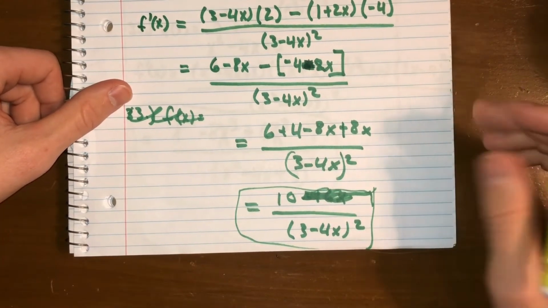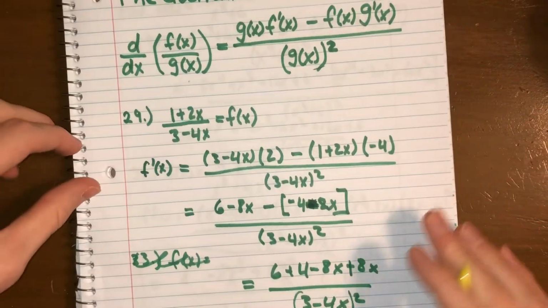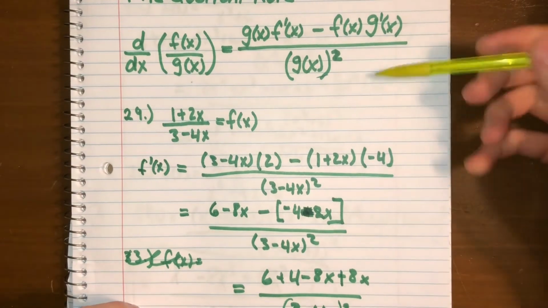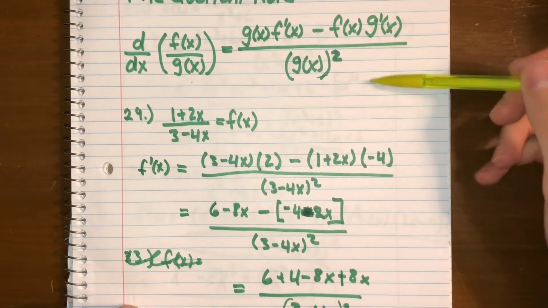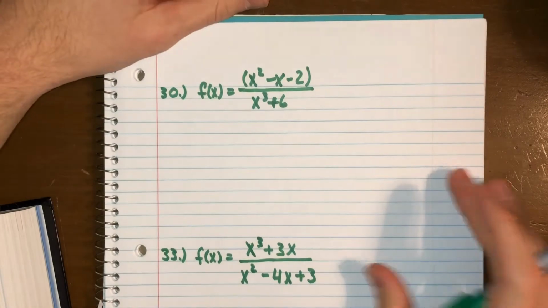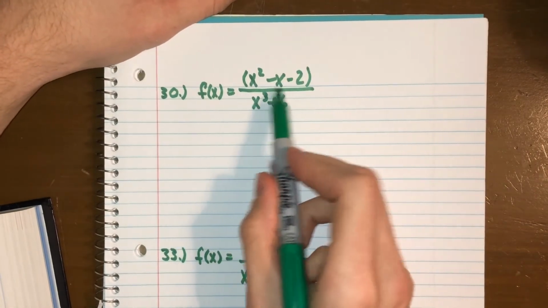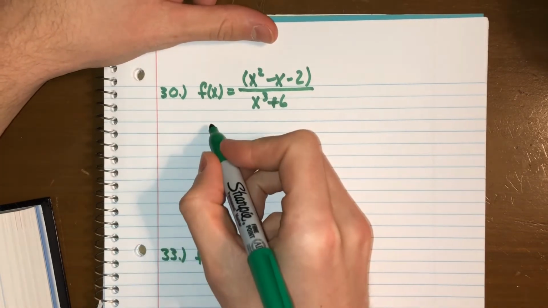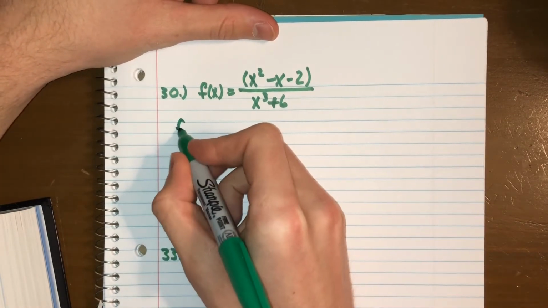And now we'll move on to some more challenging problems, and we'll discuss how this quotient rule really plays a huge factor in solving these problems. Maybe a little more challenging questions. So here we got number 30. So x squared minus x minus 2 over x cubed plus 3. There we go. So we'll just run through that equation again.